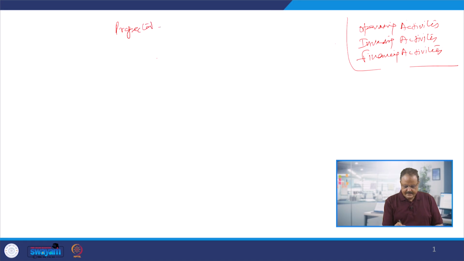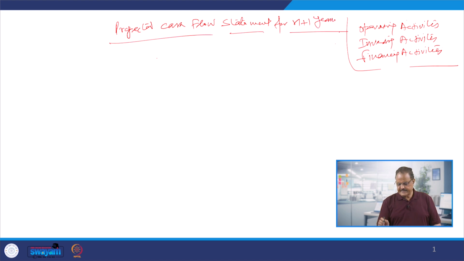The projected cash flow statement for n plus 1 year for the Pearl Enterprises is what we are going to prepare. We are going to make it very simple. On the top we are going to put the sources of funds or sources of cash, because it is a cash flow statement.